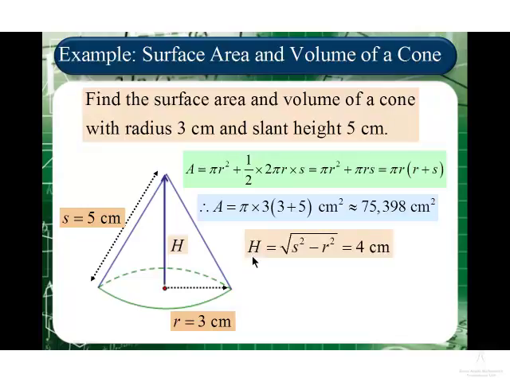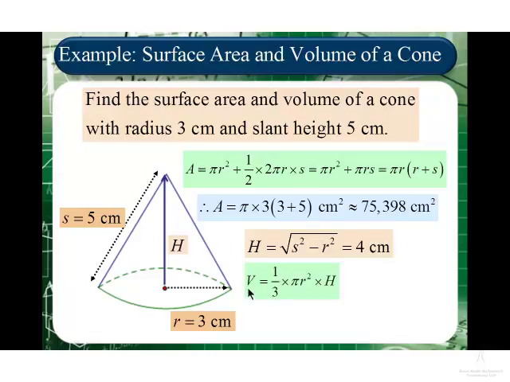So the distance h, or the height of the cone, will then be the square root of s squared minus r squared in general. We substitute the values for s and r that are available. In this case we have 4 centimeters once you've calculated correctly.